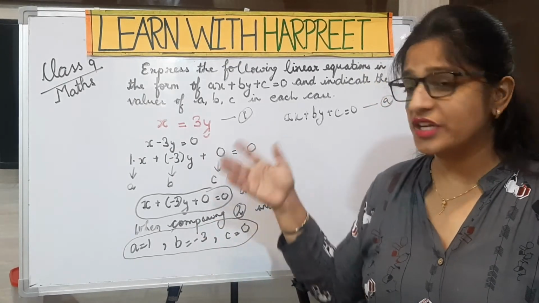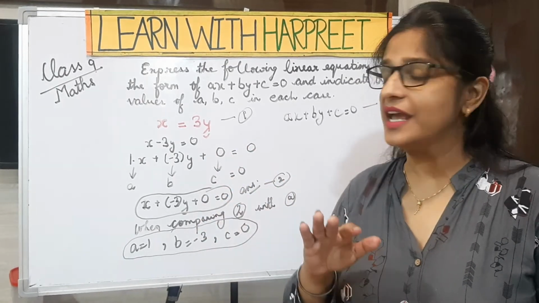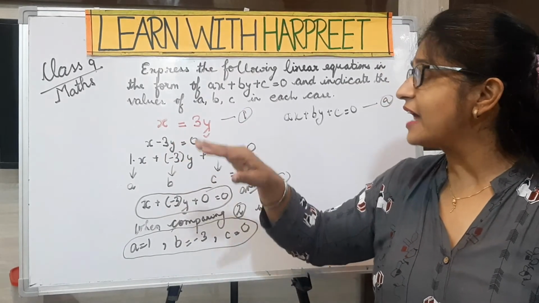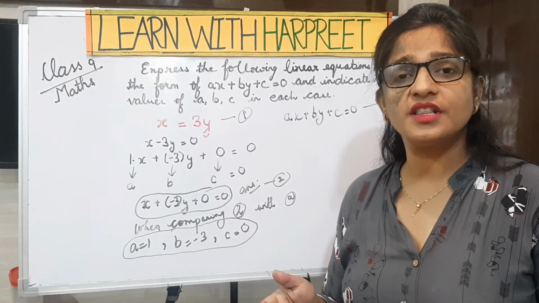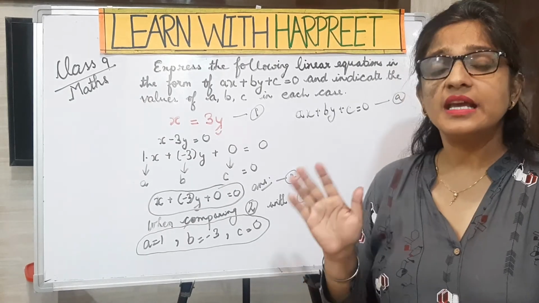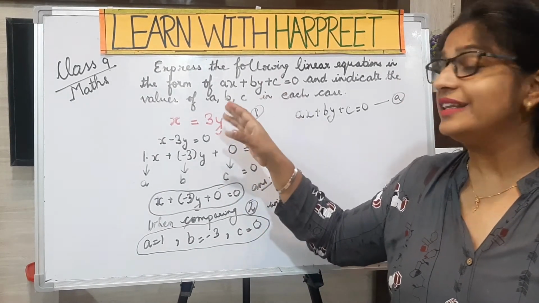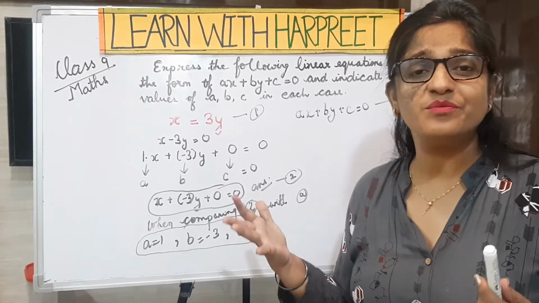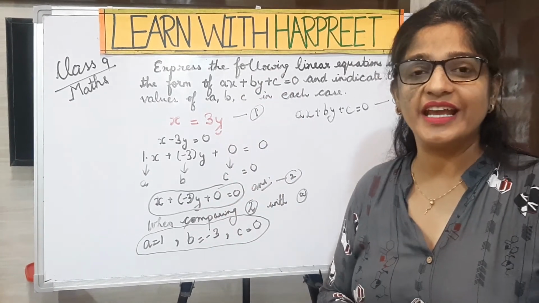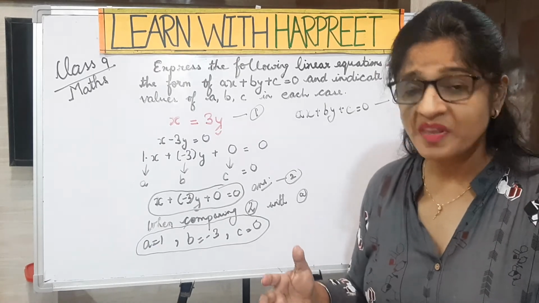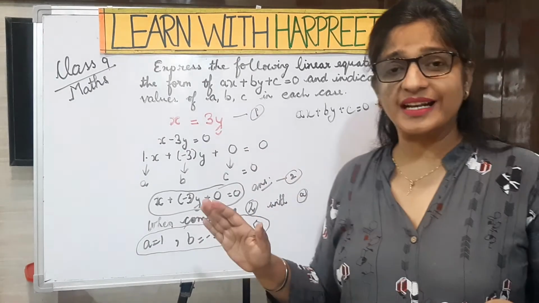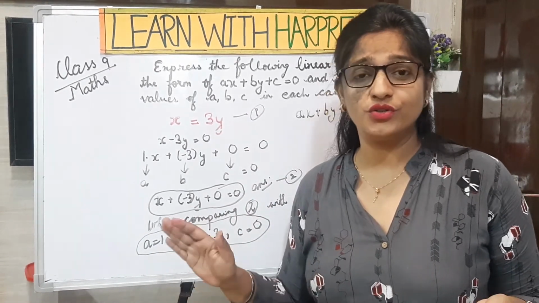Two types of questions are asked here. The first type of question, which I had explained before this, is that you have to form the linear equation in the form of ax plus by plus c is equal to 0. And the second type of question is that you have to find the values of the constants a, b and c in the given equation ax plus by plus c is equal to 0. I hope what I have taught you in today's class is enough for you to understand the two types of questions.